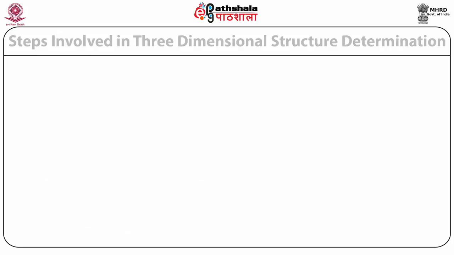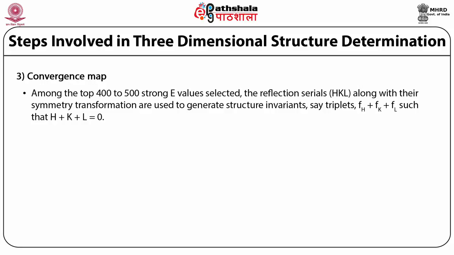Here we come to an important step known as the convergence map. Among the top 400-500 strong E values selected, the reflection indices HKL along with the symmetry transformations also have to be used to generate structure invariants, say triplets, H plus K plus L, such that H plus K plus L equals 0.